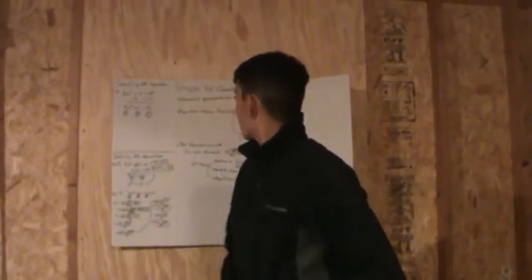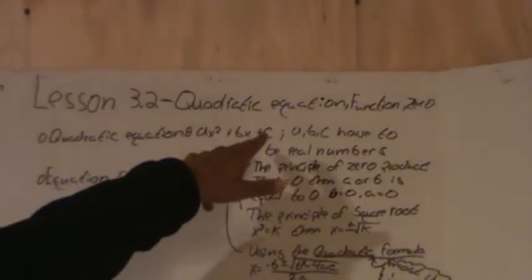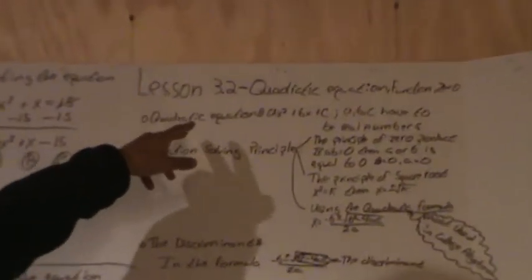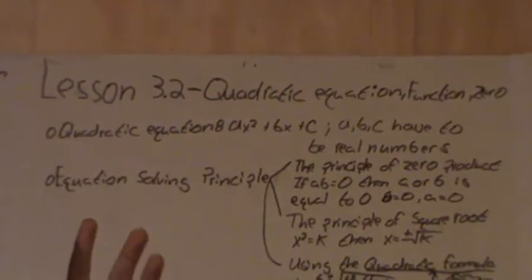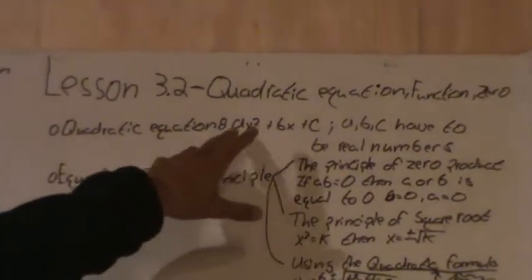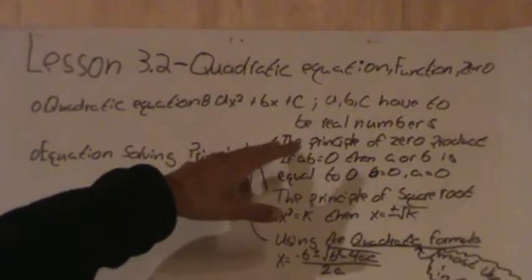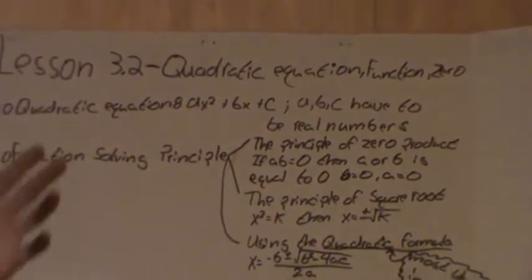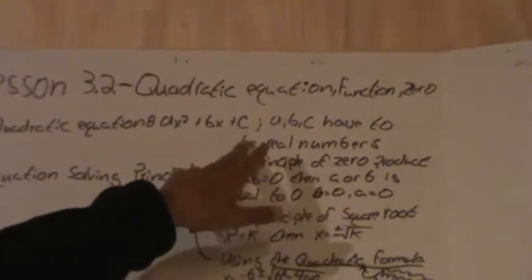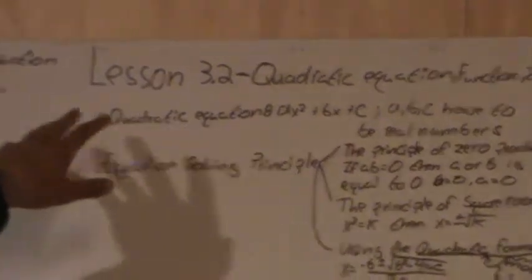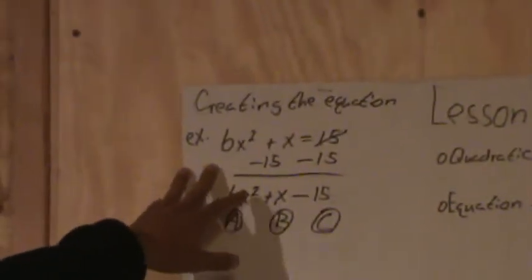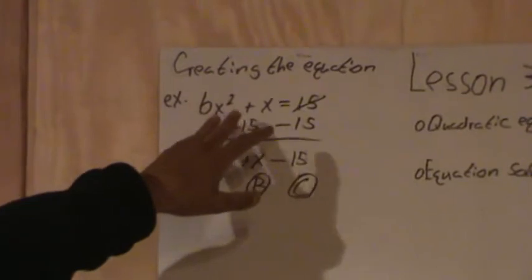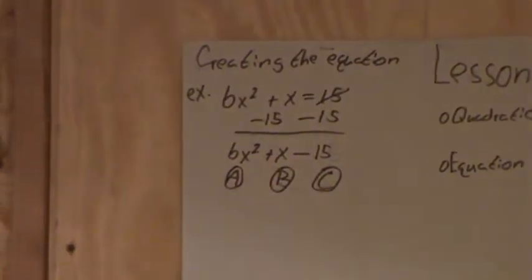But that's actually what we're talking about here, because I'm doing lesson 3.2, quadratic equation functions and zeros. A quadratic equation is set up as ax squared plus bx plus c, and a, b, and c have to be real numbers. If you look at this example here, I have 6x squared plus x equals 15.